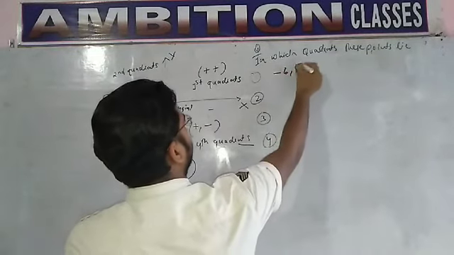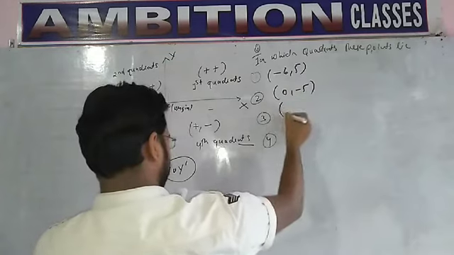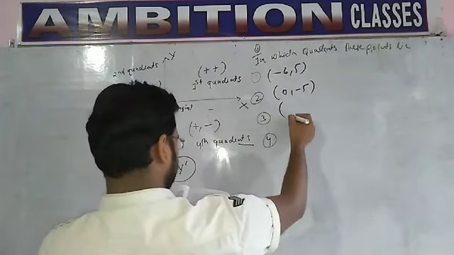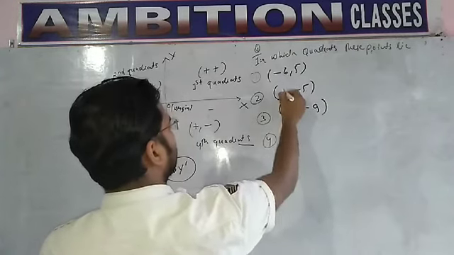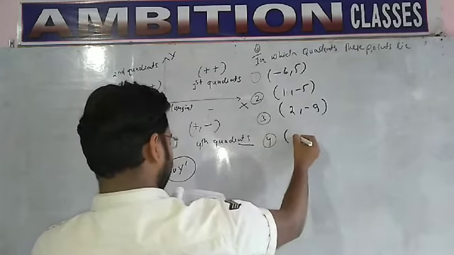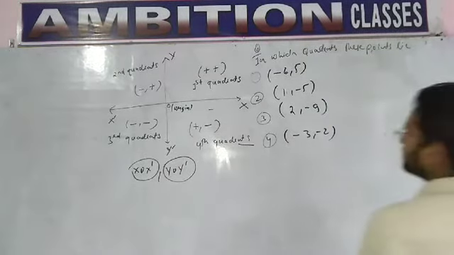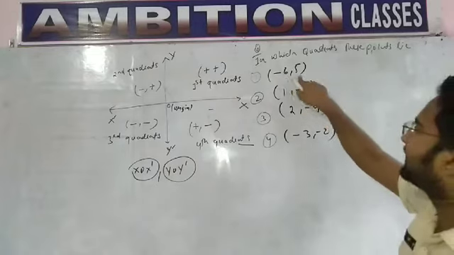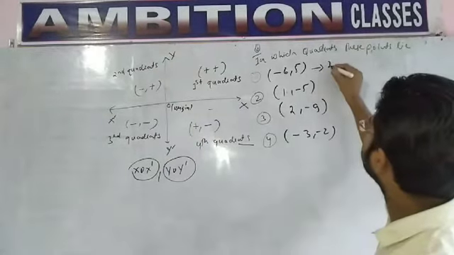(-6, 5). Next (0, -5). Next (2, -9). Sorry, it is (1, -5). And it is (-3, -2). Let's discuss in which quadrant this will lie. It is minus, plus. So minus, plus lies in the second quadrant. So our answer will be second quadrant.